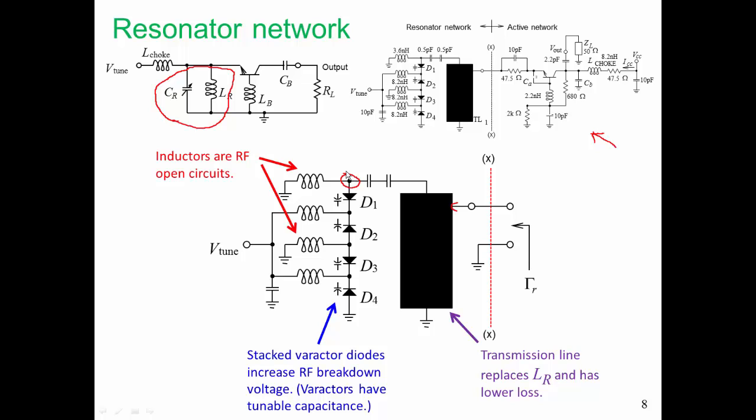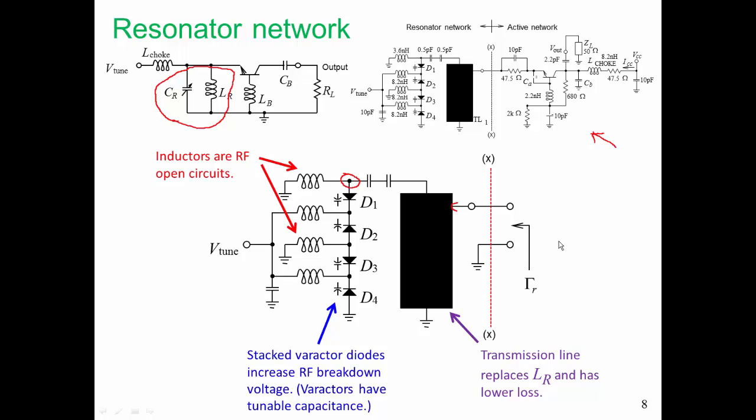So really things are fairly simple here, aren't they? We have used a number of choke inductors, which are RF open circuits. We've replaced LR by a transmission line because it has lower loss, and we've used stacked diodes. A good designer collects these various tricks that they can use over and over in different situations, not just in oscillator design. So in this design of a VCO, as with all design, we are going to iterate towards a solution. And this design requires both computer simulation and measurements in the laboratory in order to get it to work.